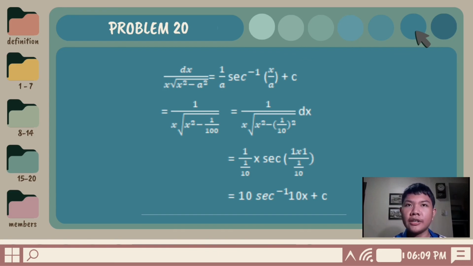And the last on the list, dx over x times the square root of x squared minus a squared. The example can be 1 over x times the square root of x squared minus 1 over 100. First thing to do is to make 1 over 100 be 1 over 10 raised to 2. Then we will have 1 over 1 over 10 times secant of x over 1 over 10. To get the final answer, we have to include the arcsecant, which will be 10 arcsecant 10x plus c.